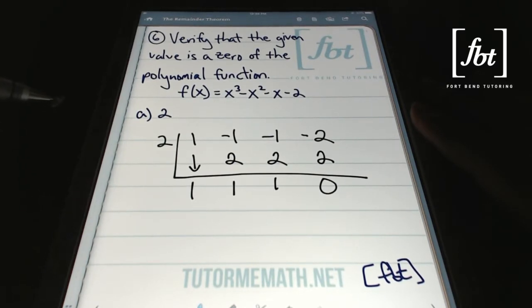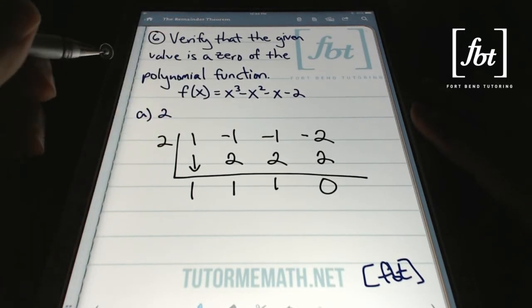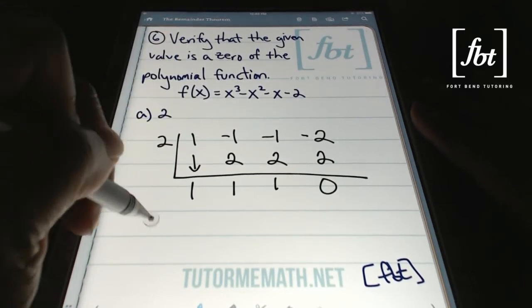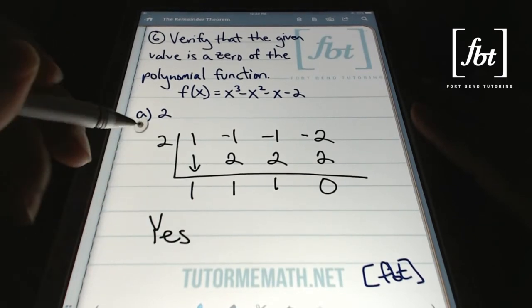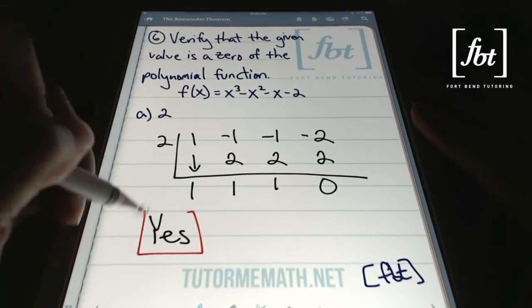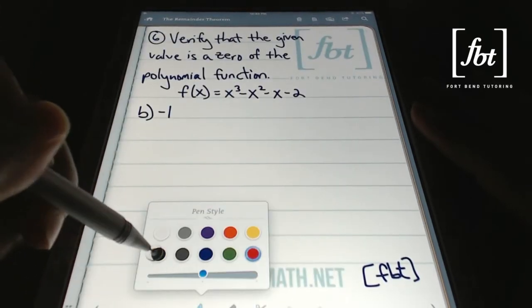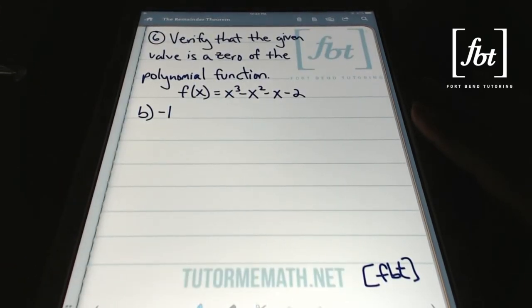Once again, this confirms that you are dealing with a 0 of the polynomial function, because the remainder is 0. So if that remainder is 0, then the answer to this problem is yes, this is a 0 that we're dealing with. That's how we can confirm that. All right, so there you have it. That was problem number 6A, and we're moving on to part B.